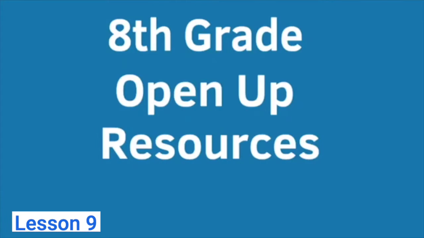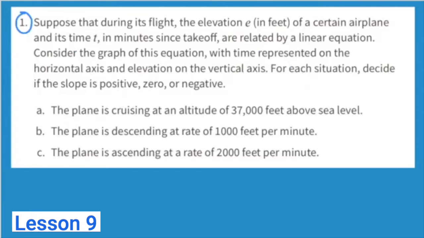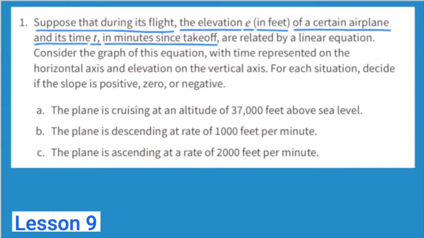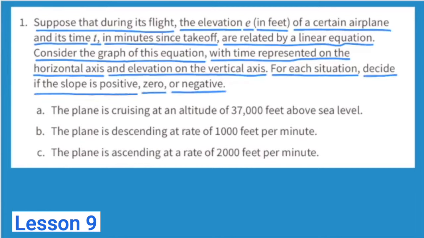8th grade Open Up Resources, Illustrative Mathematics, Unit 3, Number 1. Suppose that during its flight, the elevation e in feet of a certain airplane and its time t in minutes since takeoff are related by a linear equation. Consider the graph of this equation with time represented on the horizontal axis and the elevation on the vertical axis. For each situation, decide if the slope is positive, 0, or negative.